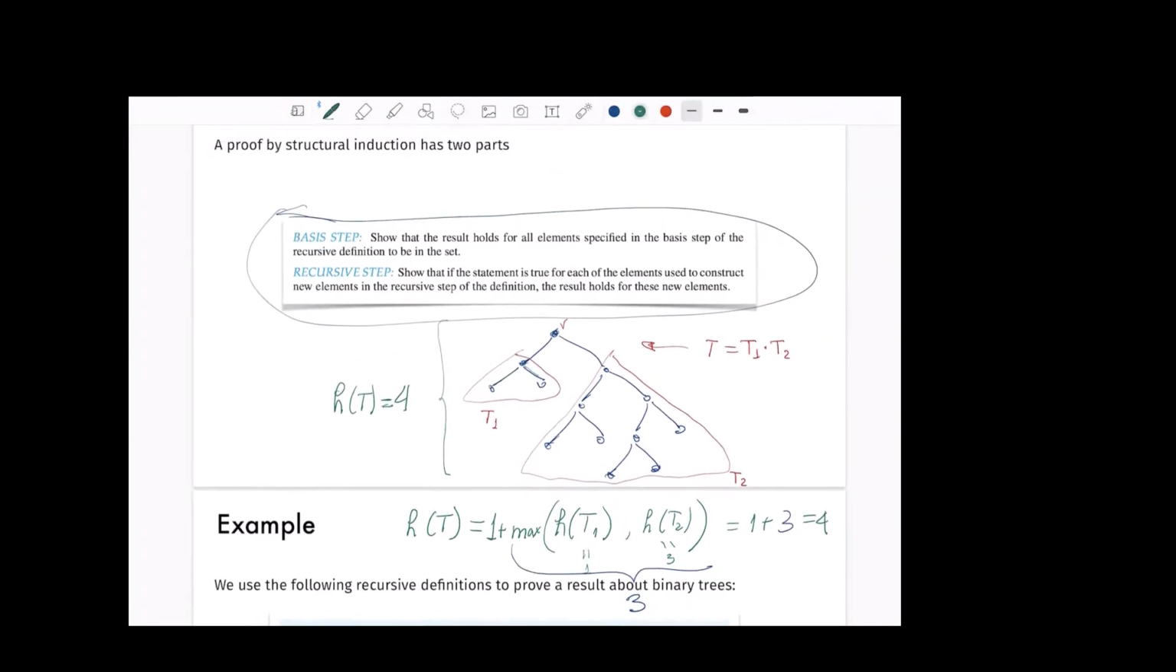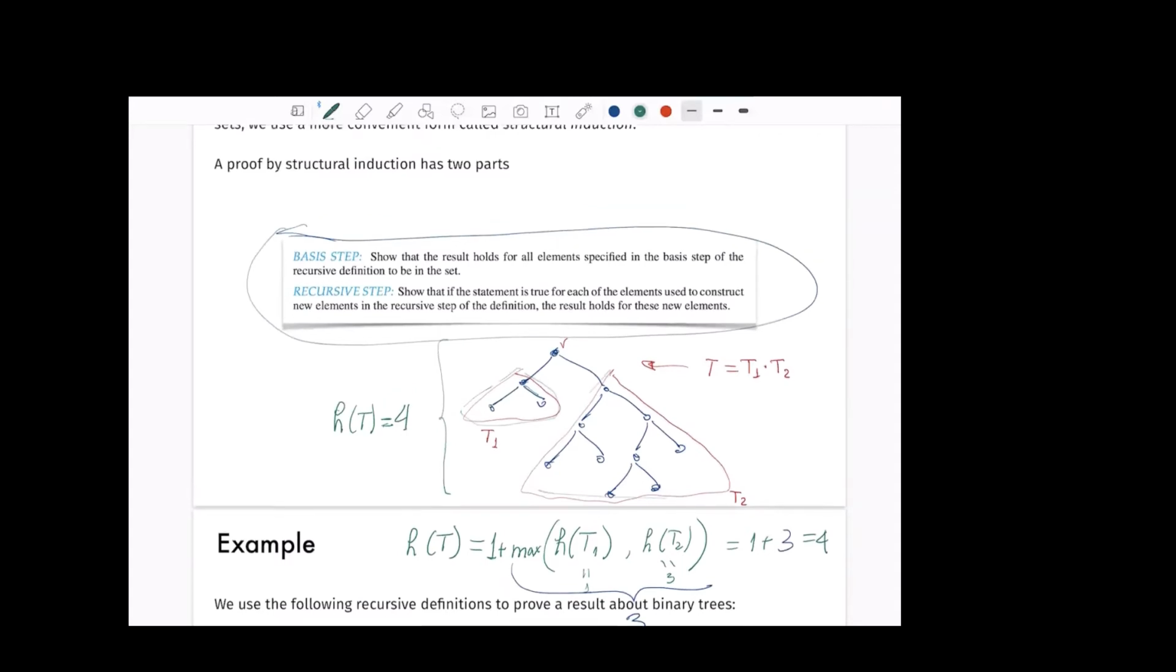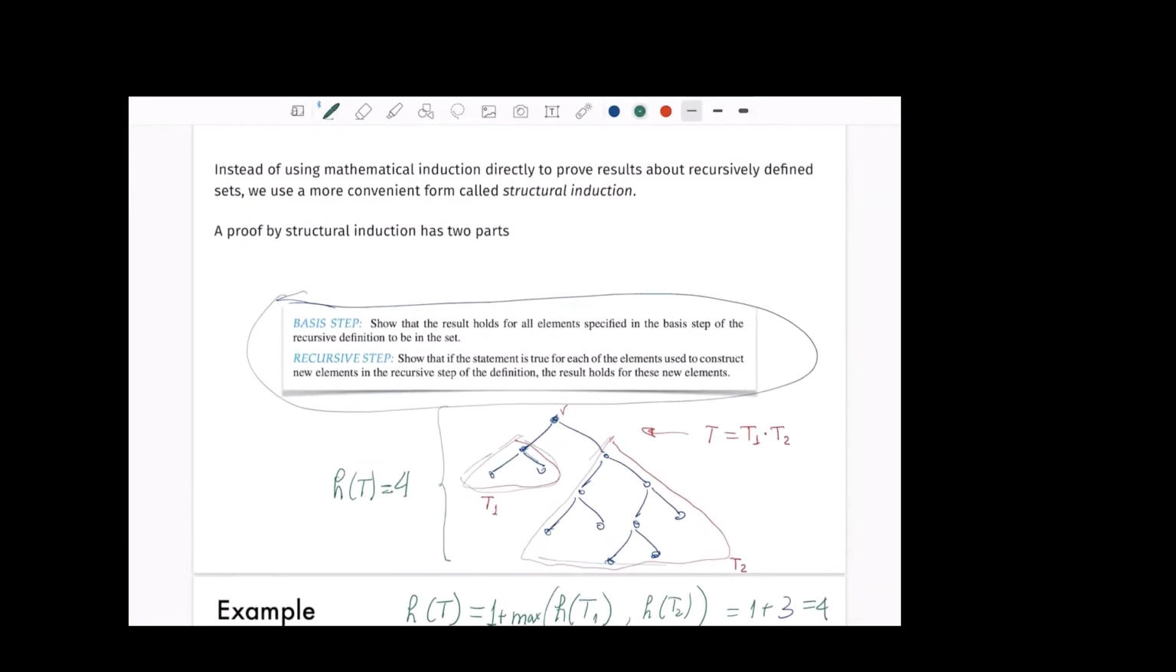How do I know the height of this guy was 1 and the height of this guy was 3? That knowledge was gained during the previous applications of the recursive step, okay? And so, for example, let's do something from the basis step. The basis step tells me the height of this tree, let's say this is T, height of this T is 0. Then I generate some new tree during the recursive step. The recursive step of the definition tells me that the height of this tree now is going to be 1 plus max of the heights of T1 and T2.